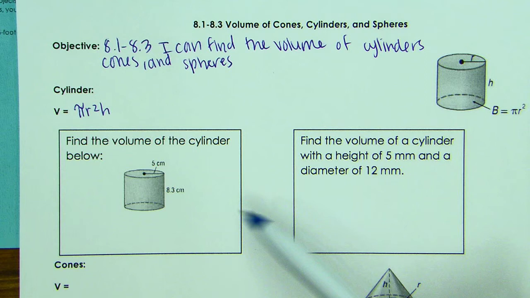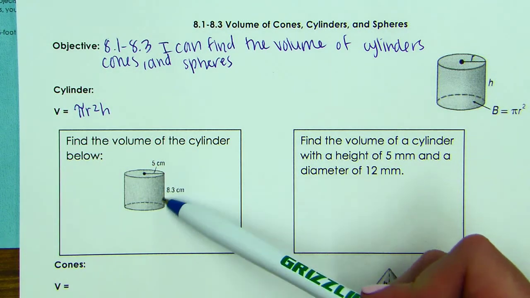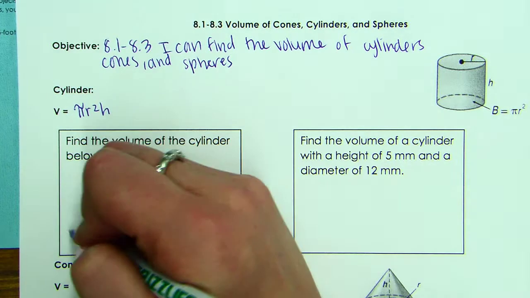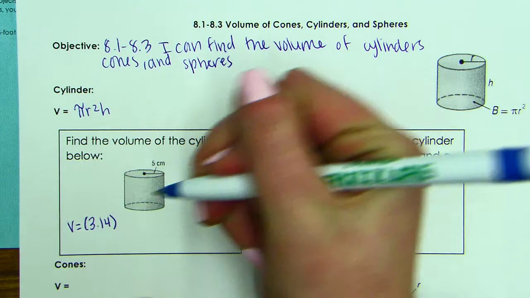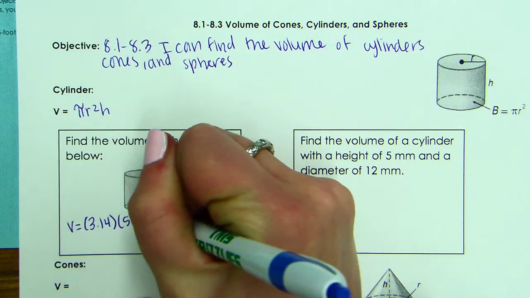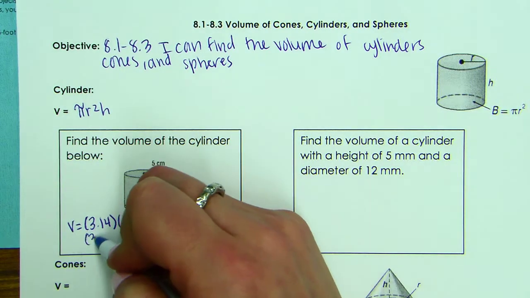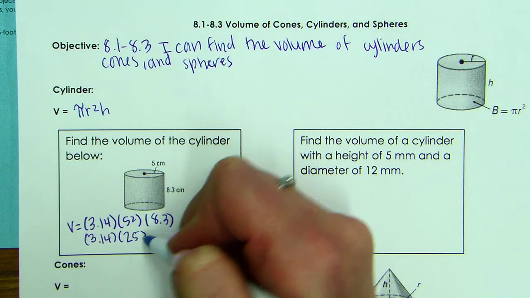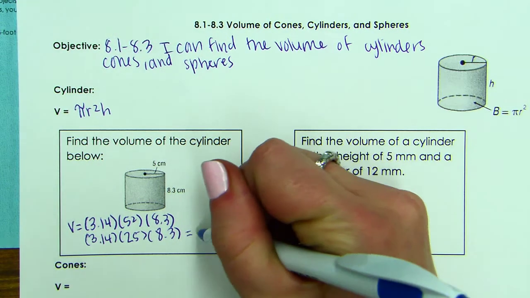So on this first example, my radius from the center of the circle to the edge is 5 centimeters. The height is 8.3 centimeters. We write volume equals pi. For pi, we're going to use 3.14 to approximate pi, times the radius squared. The radius is 5, times 8.3. I have to do exponents first, so I do 5 squared, which is 25. So I have 3.14 times 25 times 8.3, and I can just type that all into my calculator, which is 651.55.